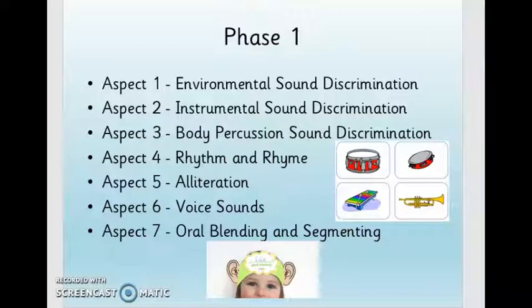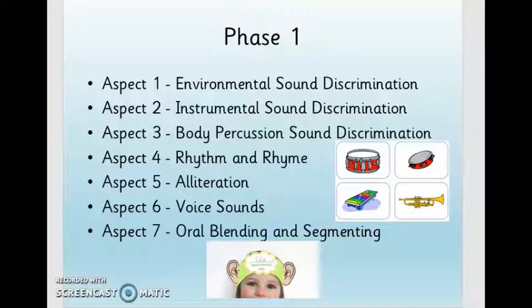So it includes being able to listen to environmental sounds and discriminate between them. For example, sounds of birds, cars, aeroplanes, and being able to identify what they are. And then this flows into instrumental sounds, which is very similar, but just using instruments, body percussion, rhythm and rhyme, alliteration, voice sounds, and then finally aspect 7, the oral blending and segmenting stage.